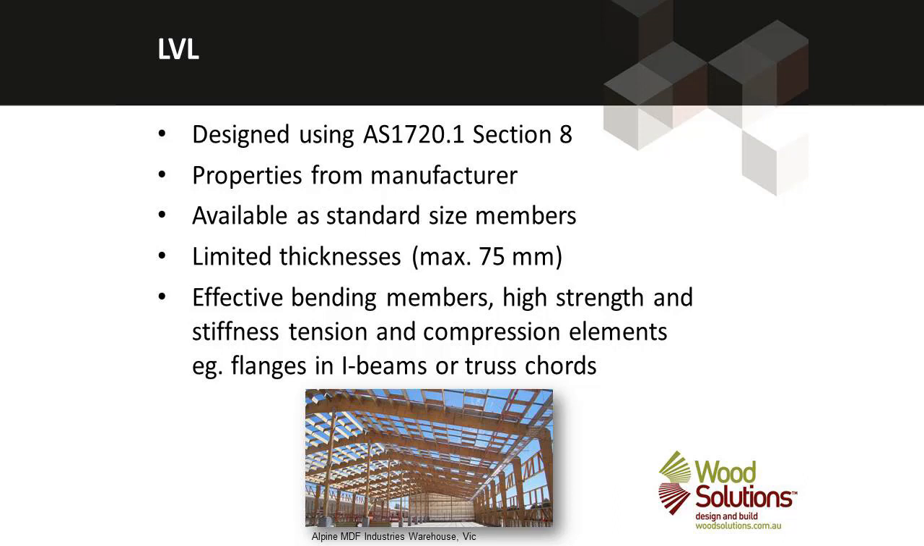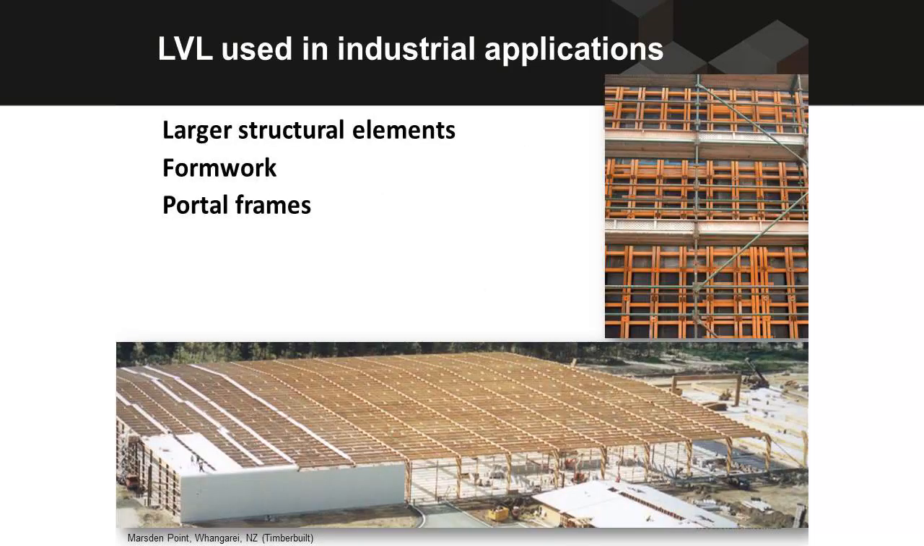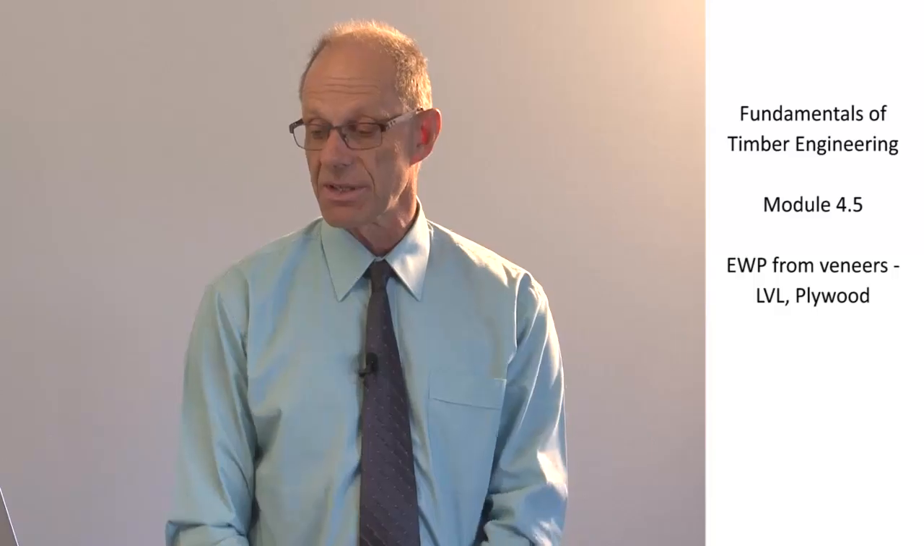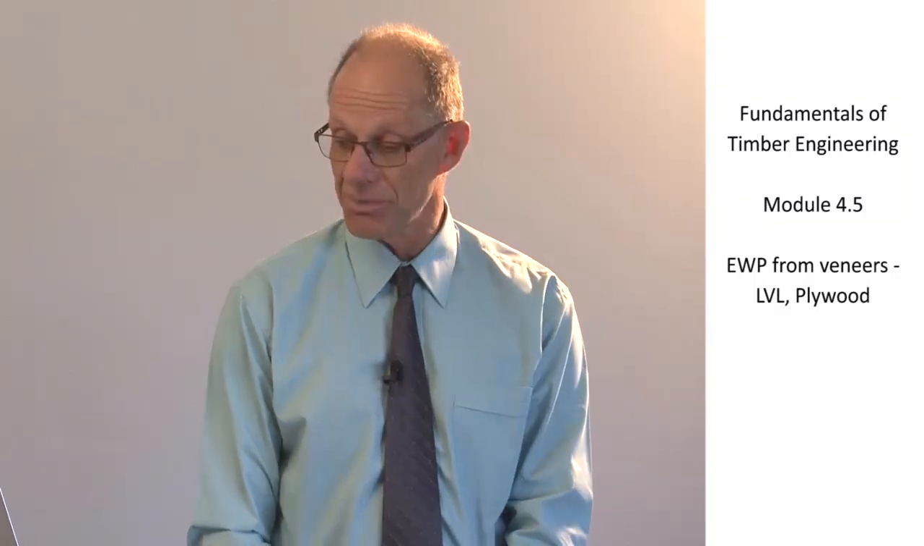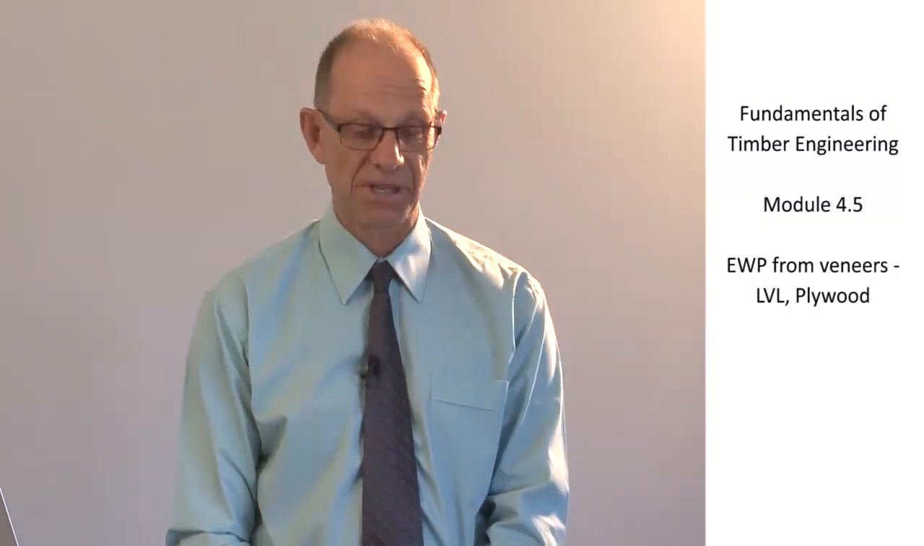So laminated veneer lumber with generally higher strength and stiffness than sawn timber is appropriate for those high structural demand applications. Laminated veneer lumber can be used in industrial applications where large spans are required in portal frames or high loads have to be resisted in concrete formwork. Laminated veneer lumber is most commonly used in hidden structural applications.